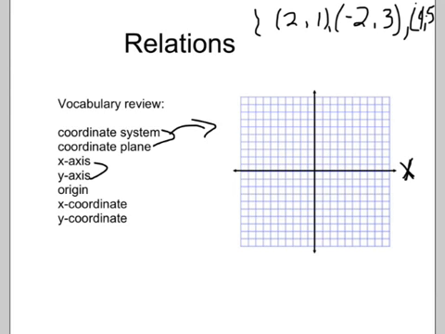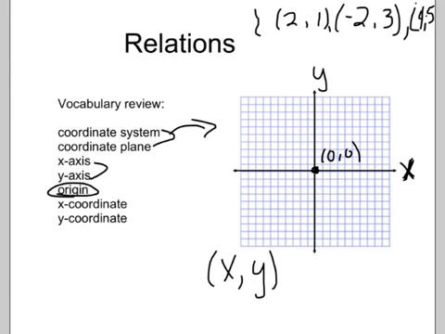Remember, your x-axis is the horizontal axis. Your y-axis is your vertical axis. Okay? The point right here, which is in the center, point 0, 0, is called the origin. Your x-coordinate, when we write ordered pairs, we write them with the x-coordinate first, the y-coordinate second. Always in that order. X first, the horizontal axis first, the y-axis second, the vertical axis.